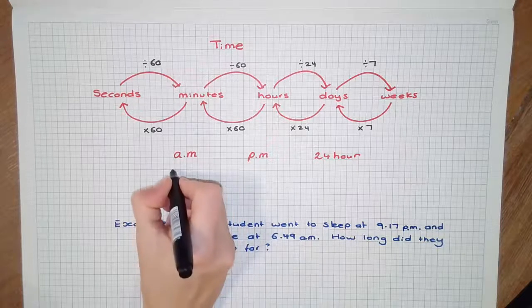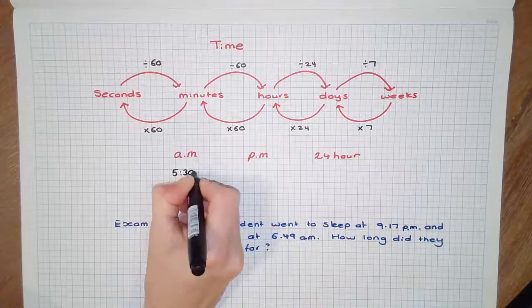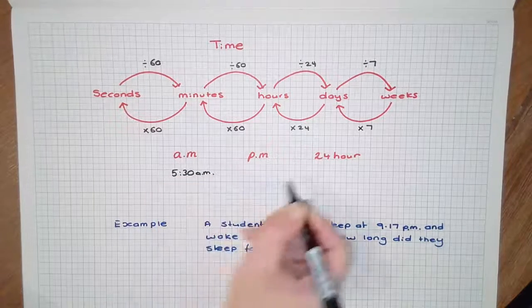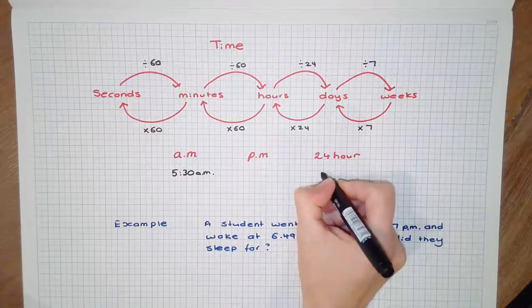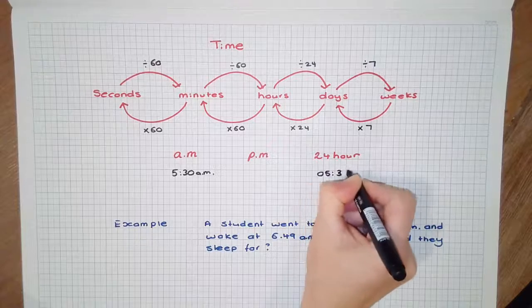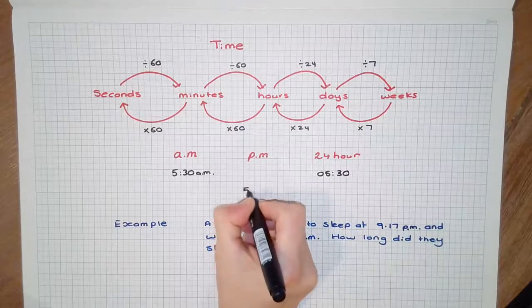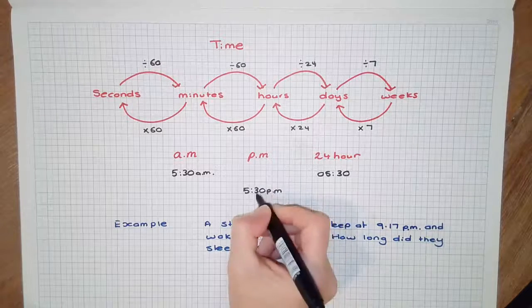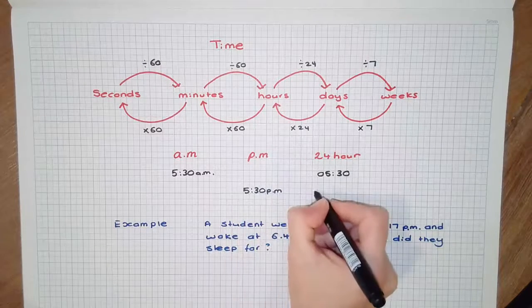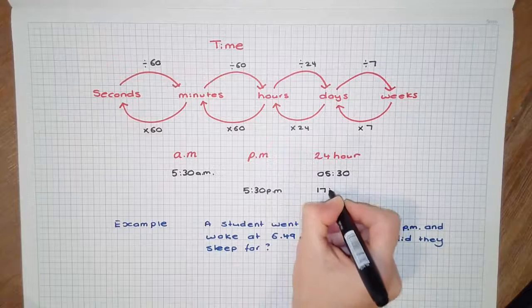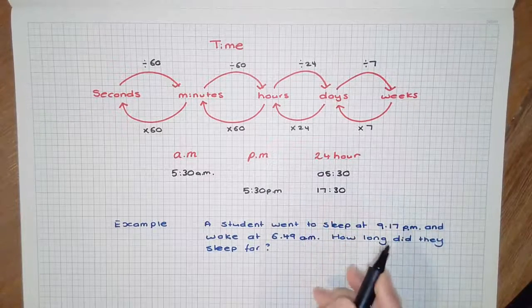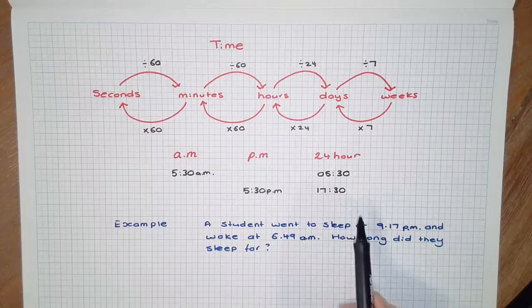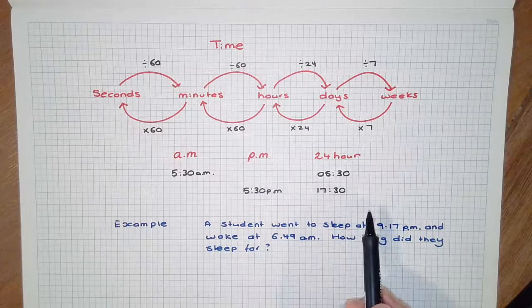If we had 5:30 AM, in 24-hour, we would write it as 05:30. If we had 5:30 PM, we would add on the 12 hours from midday and write in 24-hour time as 17:30. That is 17 hours and 30 minutes after midnight.